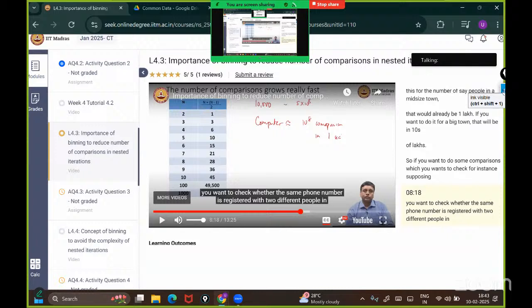People, is my screen visible to you all? Yes, ma'am. So can you see the number of comparisons? For 2, we have got 1. For 3, 3. For 4, it's 6. For 5, it's 10. Similarly, for 1,000, what we have got? Approximately 49,500. And for 10,000, we have got approximately 5 into 10 to the power of 8. So 10 to the power of 8 is approximately 1 second, which means for 10,000, we have got 5 seconds.